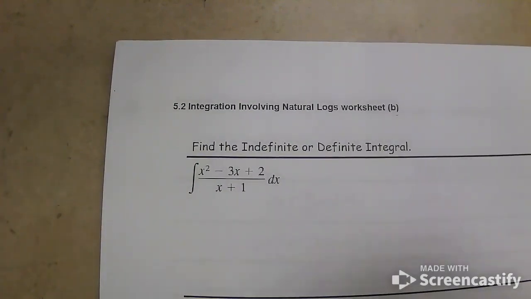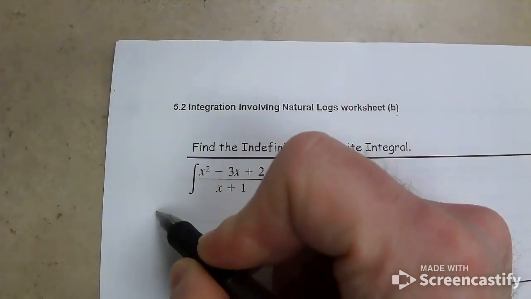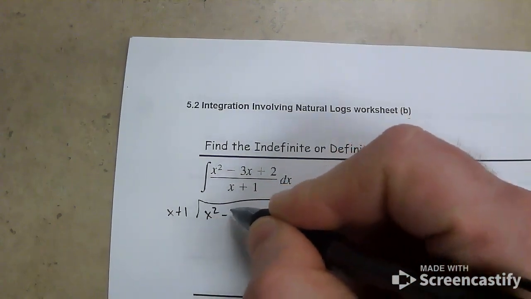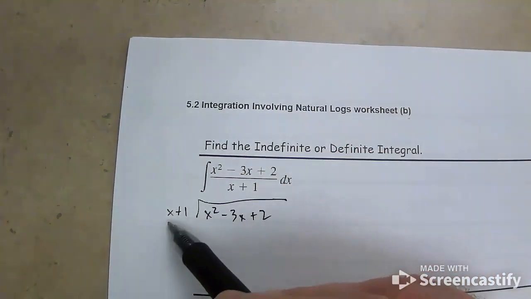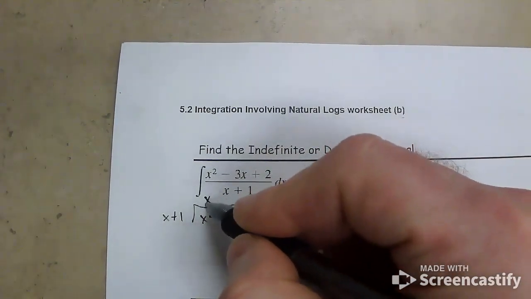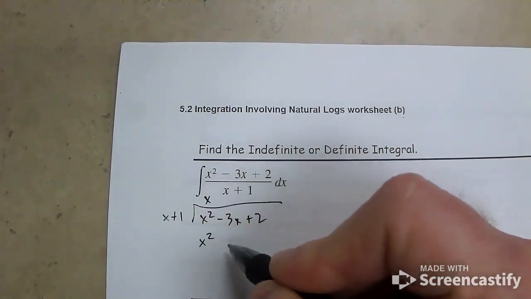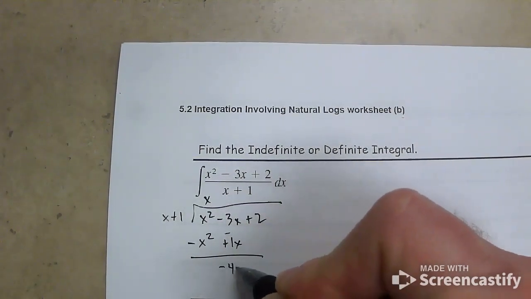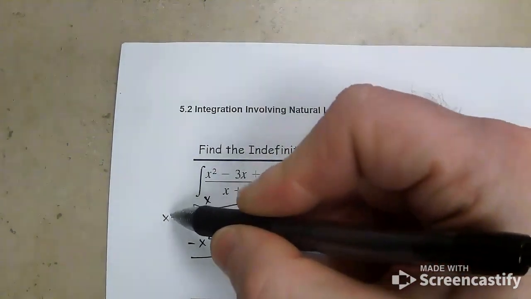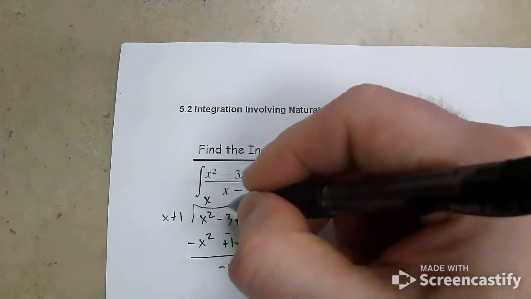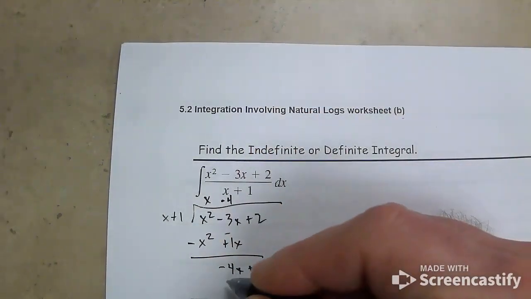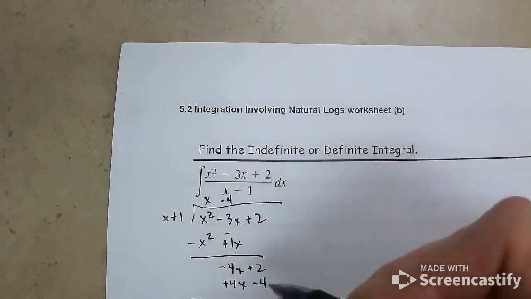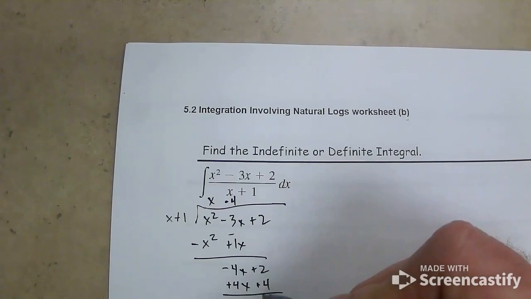So first one here, we're going to set it up and say, okay, x plus 1, and then we got the x squared minus 3x plus 2. So what multiplied by x gets me x squared? That's going to be x. Multiply that on down. Subtract that. We're going to have negative 4x plus 2. So then negative 4 times x gets me the negative 4x. So this will be minus 4. So multiply that on down. And this will end up being 6 down here.